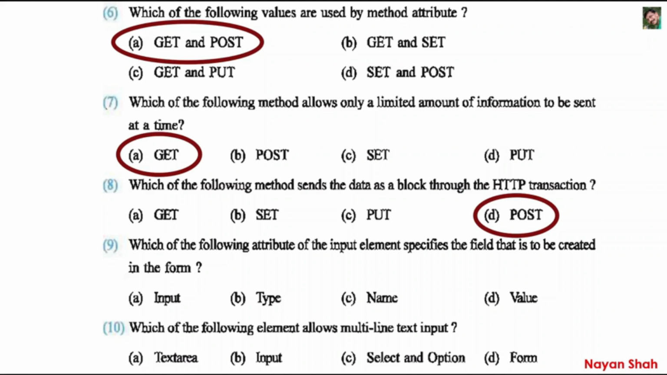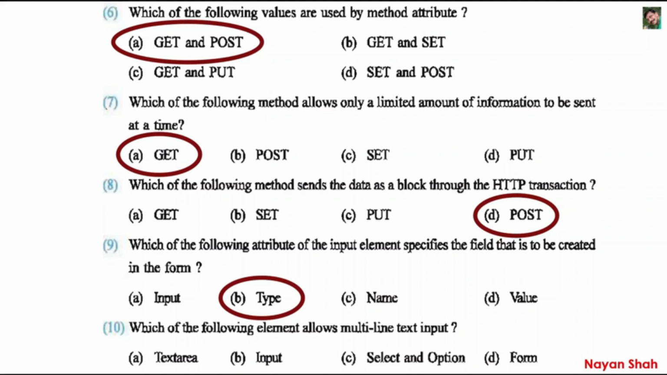Ninth MCQ, which of the following attributes of the input element specifies the field that is to be created in the form? So in a form, when you want to create different form controls, which attribute of the input element is used? So input cannot be the answer. Type is the correct answer, because using type we specify which type of control we want to create. So that specifies which kind of form field, or which kind of form control, we want to create. 10th MCQ.